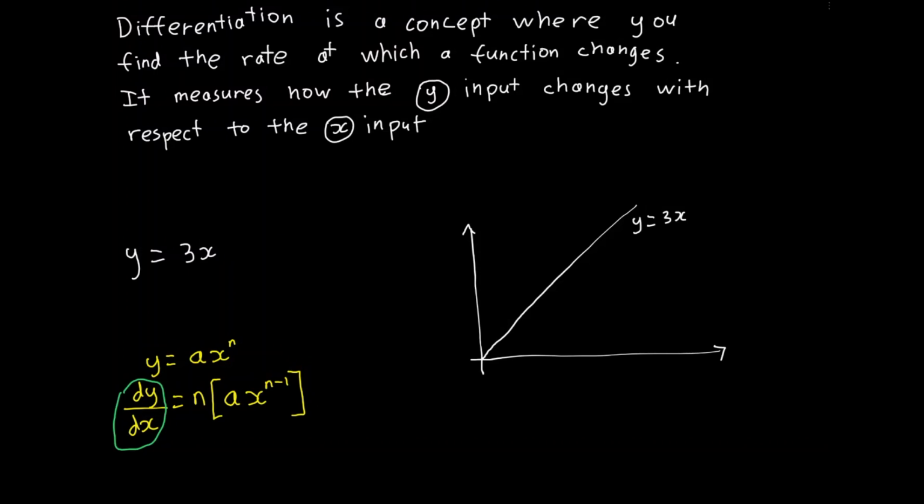So let's say you have a function y equals ax to the power of n. Then the differential of that function, or dy over dx, is equal to n multiplied by ax to the power of n minus 1.